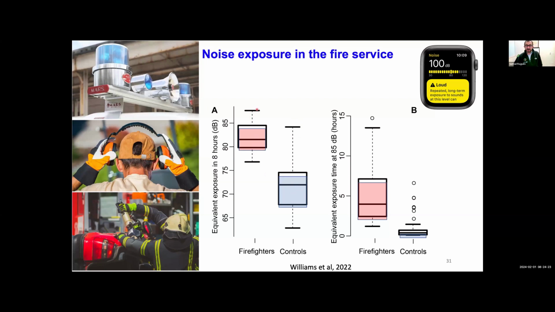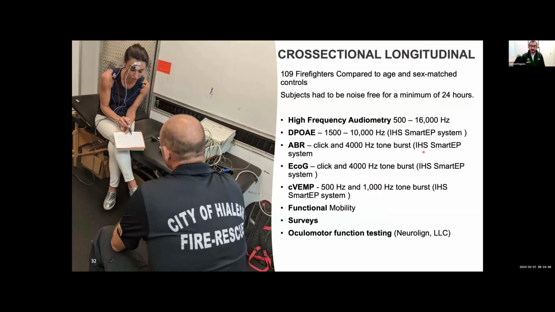And then in many of them, if you look at the equivalent time of exposure, the control subjects, all of us, we might get 20, 30, sometimes a couple of hours of exposure at a music event or when you go to a football game or something like that. But firefighters get anything from a couple of hours to 14 to 15 hours of these noise exposures. So they have a very significant incidence of loud noise.